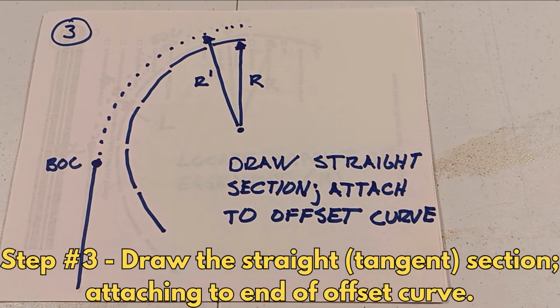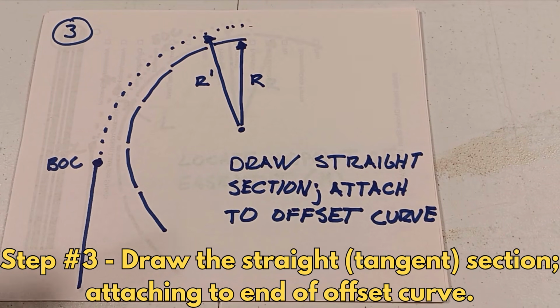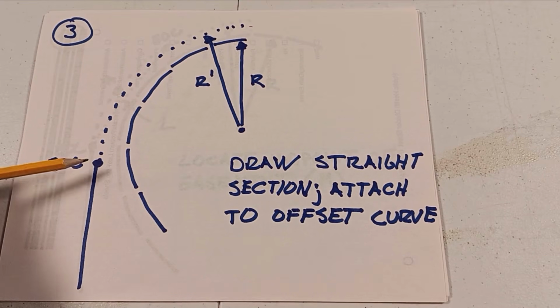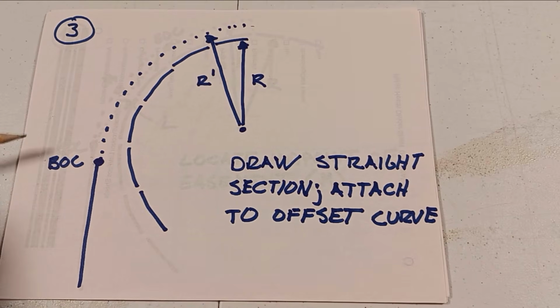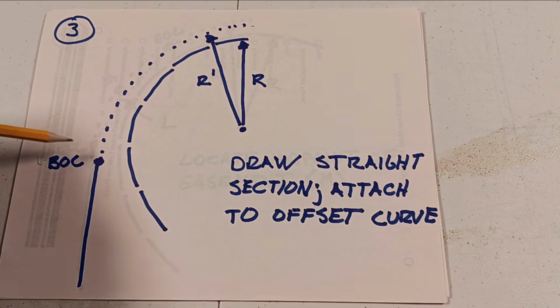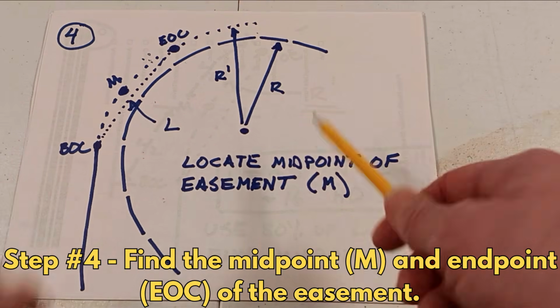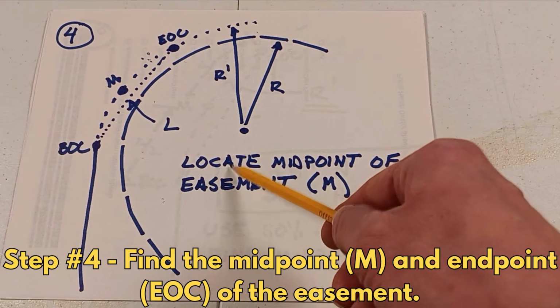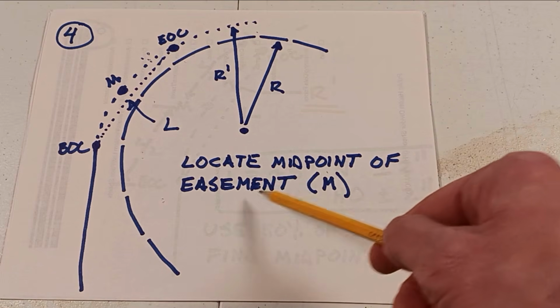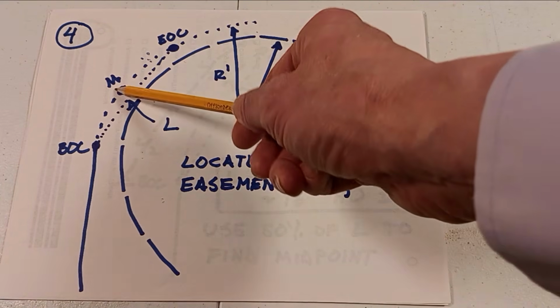And third, we want to attach your straight section that comes into the curve to the end of that larger offset curve. Technically, I'm calling this the BOC, the beginning of curve, the beginning of the transition curve. You want to make sure we attach it here at the beginning of that curve. The fourth step, and I have sub-steps to break this down, is to easily locate the midpoint of our easement transition curve, where the midpoint is marked by M.